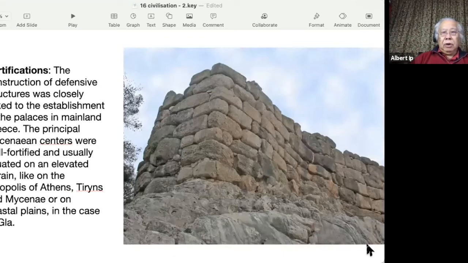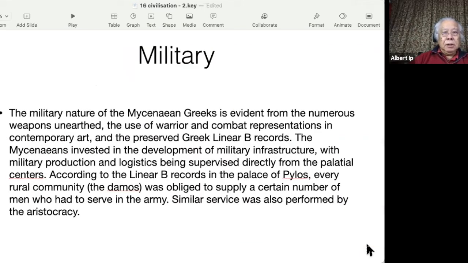This is an example of a fortification, a massive structure, and we understand it as a structure for defense purposes. So this one, I think, is found in Gla. Is that Gla? Something like that. The military is evident from the numerous weapons unearthed, and the use of warrior and combat representations in the contemporary arts and preserved records.